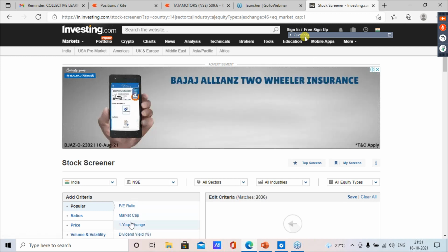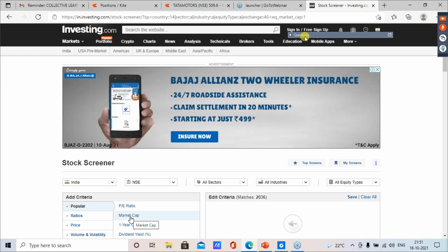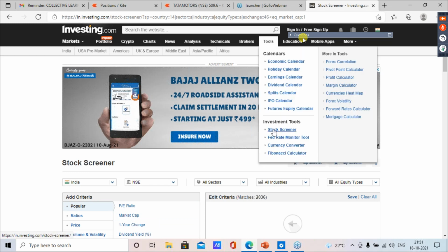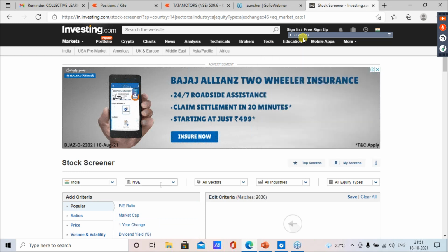And this is important. Select market cap. I'll repeat everything you just observed. What did I do? I just selected the investing.com website, selected the Indian version of it. Then I clicked on tools. Then I selected stock screener from the drop down menu. And then in the stock screener, I selected only NSE because we're going to do trading only in NSE, not BSE.